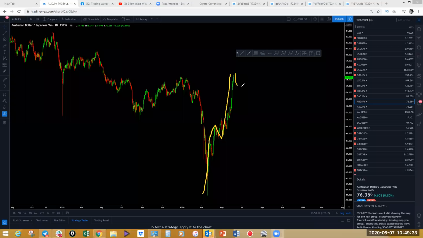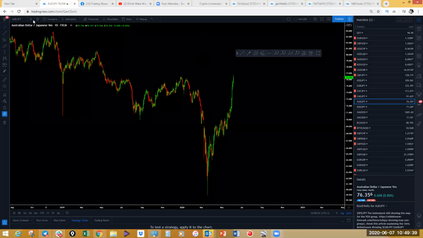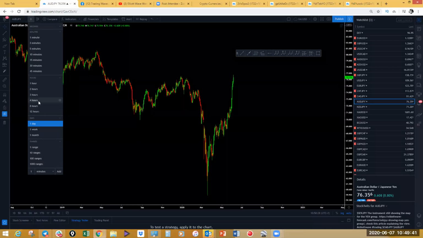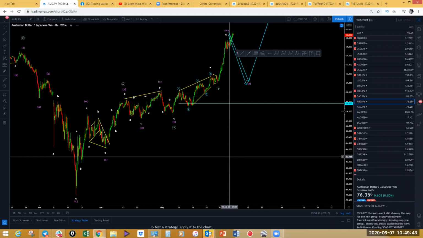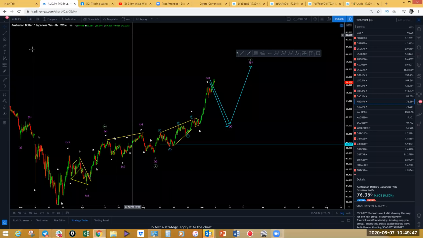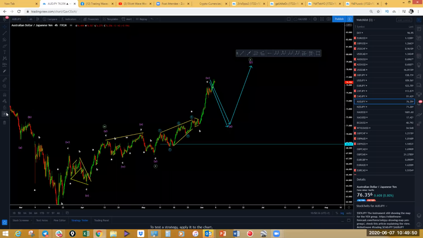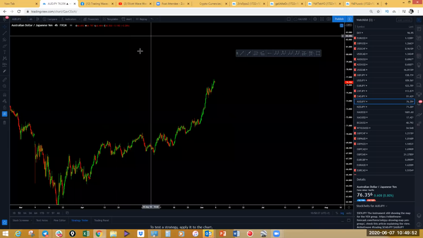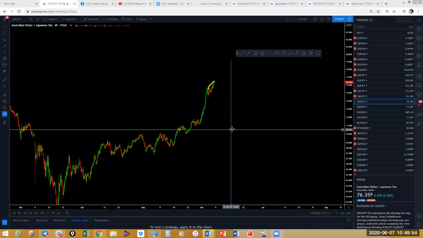Even if we do get a pullback, that is not a reversal. We're still going to get a continuation to the upside on EURAUD. Let me go down to the 4-hour. Okay, so on the 4-hour, we're still looking for this one. We actually just want a pullback here. We just want a pullback on the 4-hour. This one should be giving us some divergence. Let's have a look.